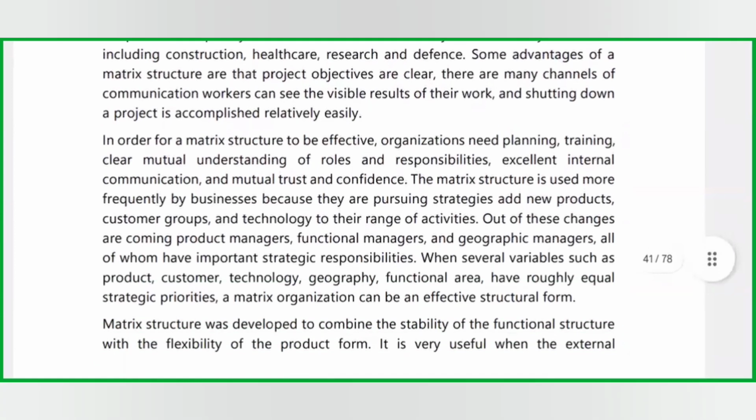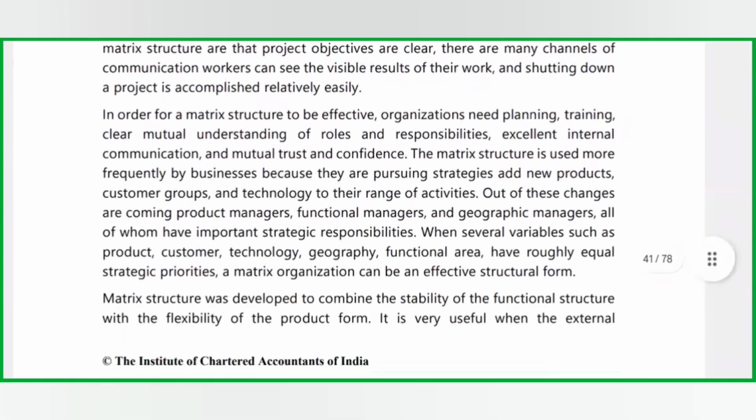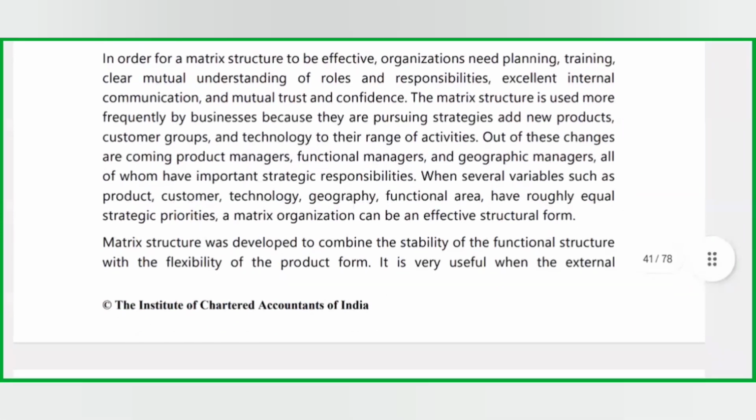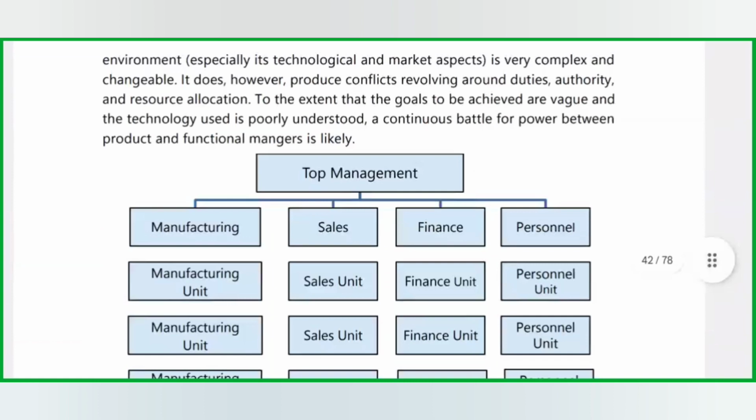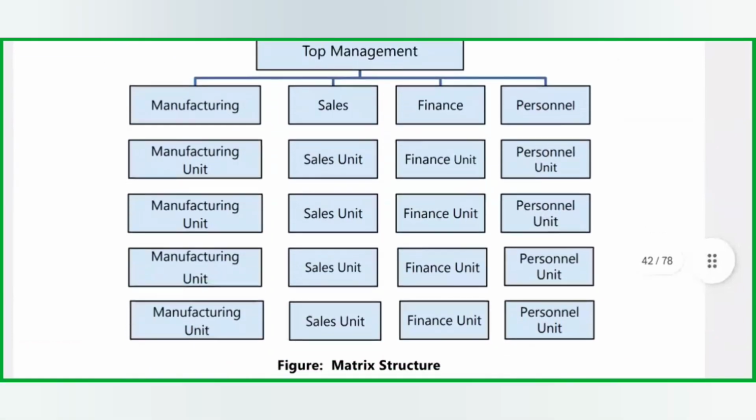Advantages are that project objectives are clear and there are many channels of communication for workers. For this to be effective, the organization needs planning, training, clear mutual understanding of roles and responsibilities, excellent internal communication, and mutual trust and confidence. So here we have top management, which has manufacturing as a unit under it, sales and sales units under it, finance and finance units under it, and personnel units under it.